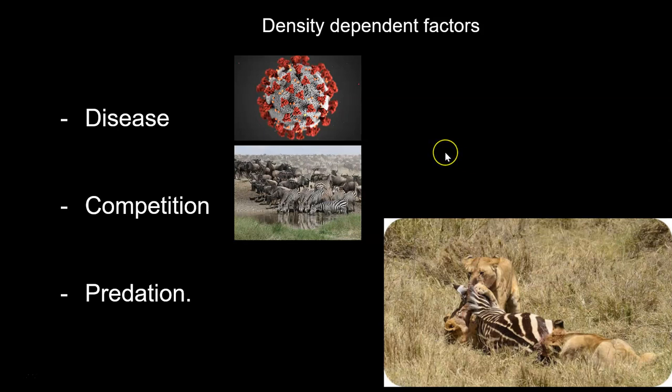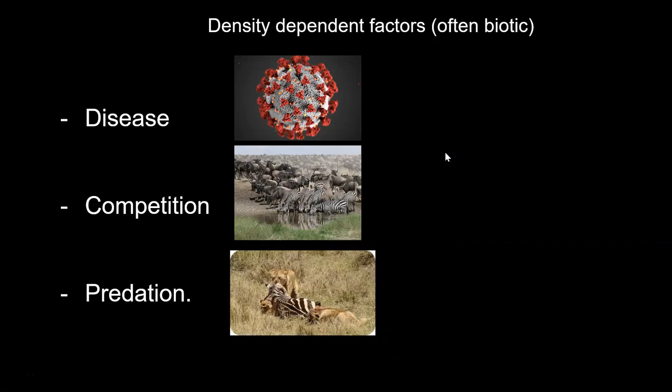So disease, competition, predation. These are often biotic things. So your density dependent factors are more often biotic. So disease, viruses aren't really alive, but disease could be things like bacteria or parasites, which are alive. And again, how close you are to your neighbor.